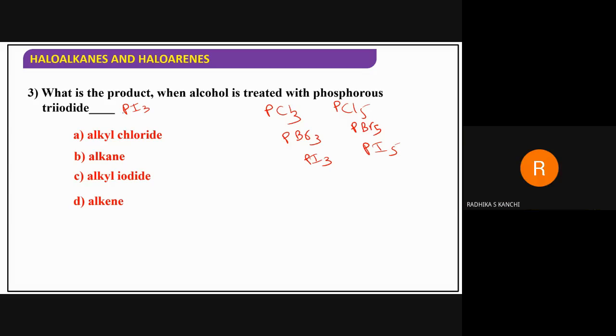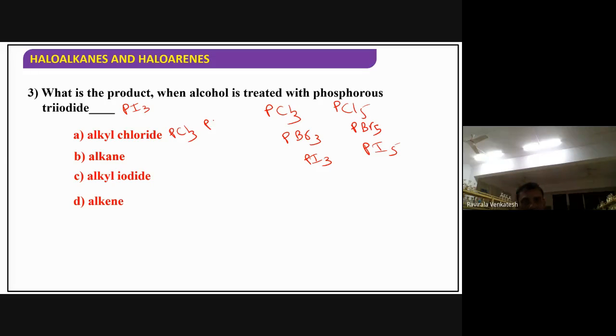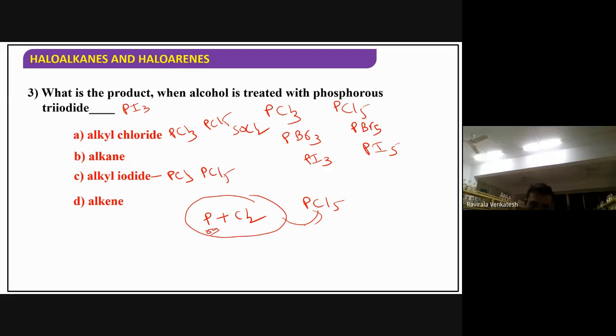You will get this one with PCl3 or PCl5 or SOCl2. Now, one more important thing is that sometimes they don't give PCl5 directly. They will give phosphorus plus chlorine, the red phosphorus. When phosphorus and chlorine react, they will give PCl5 or PCl3 only. So sometimes in place of PCl5, they may give phosphorus plus chlorine also. So don't get confused in that case.